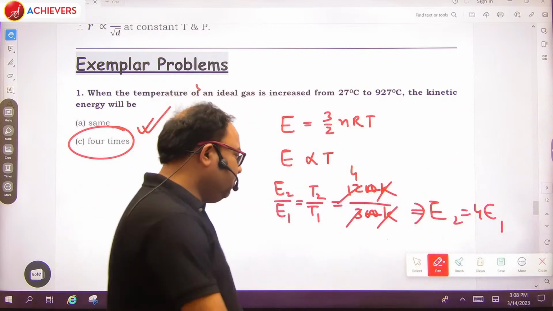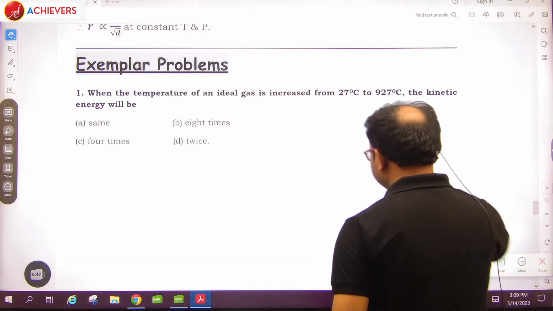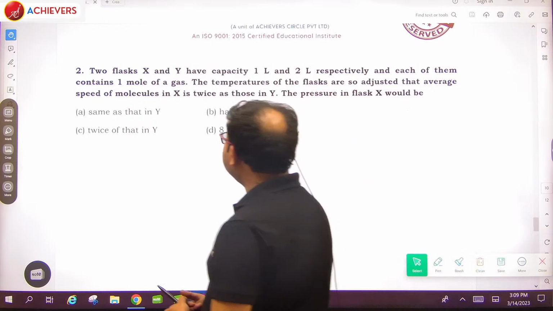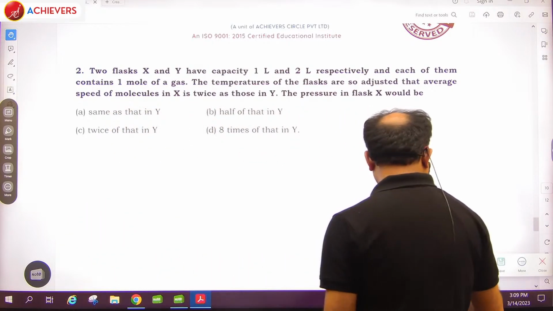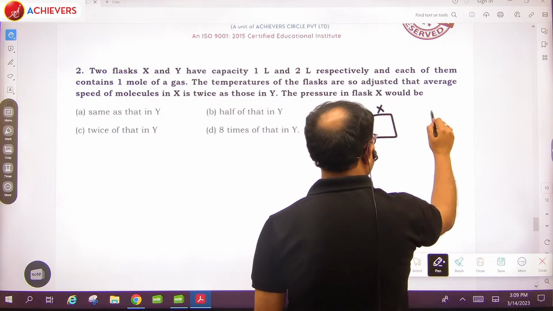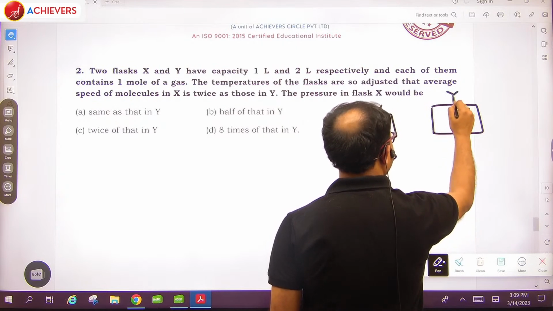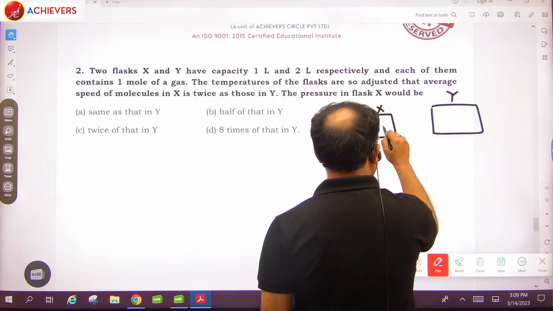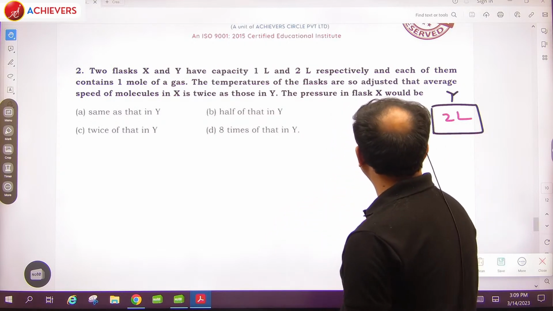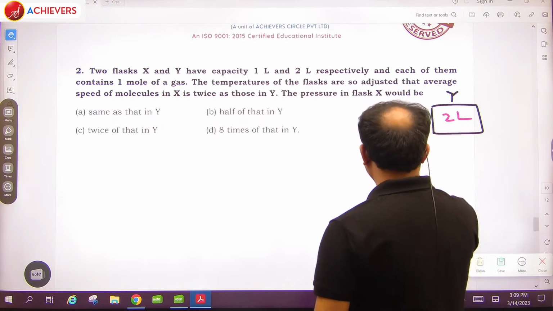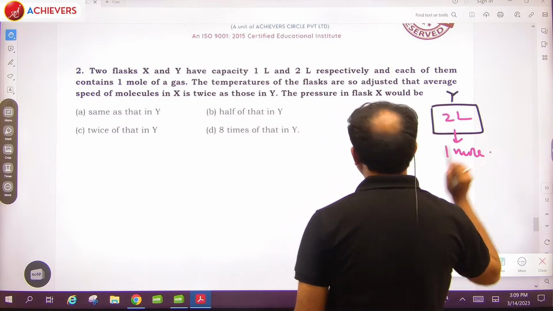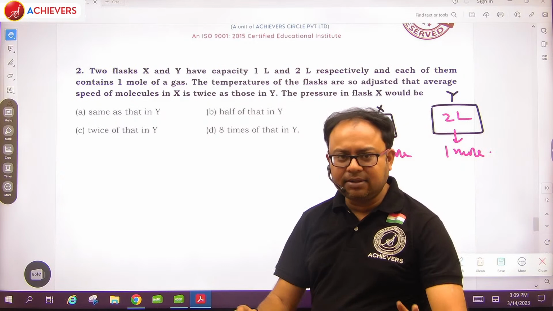Okay, let's move on to the next. You have got two flasks, X and Y, having capacity 1 liter and 2 liters. So I have got two flasks, one is flask X, another is flask Y. Flask X has capacity 1 liter and flask Y has capacity 2 liters, and each of them contains 1 mole of a particular gas. The gas is the same.